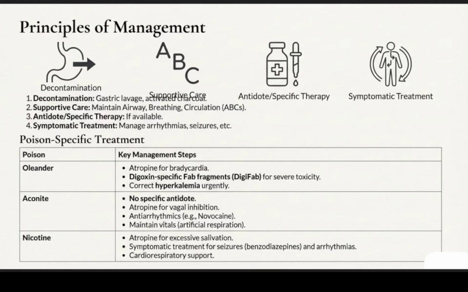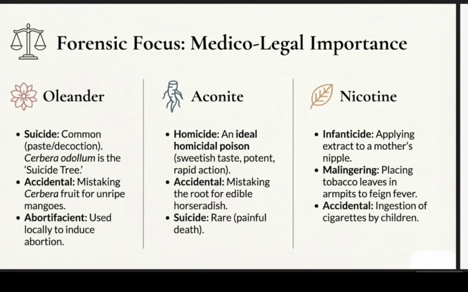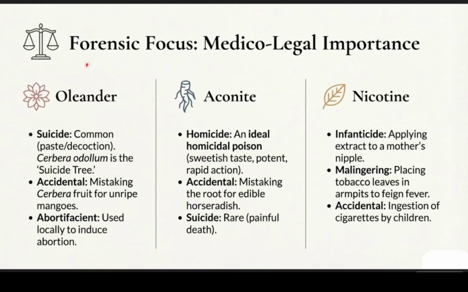So, talking about the medico legal importance of this. For oleander, this can be used for suicide, because a paste or decoction can be taken, and that is why Cerbera odollam is known as the suicide tree. We have mentioned that it looks like a mango shape, so accidental poisoning can also happen, because the Cerbera fruit can be mistaken for an unripe mango. It is also used as an abortifacient, that is a local instillation. Then we have aconite, an ideal homicidal poison, because it has a sweetish taste and it is potent and rapidly acting.